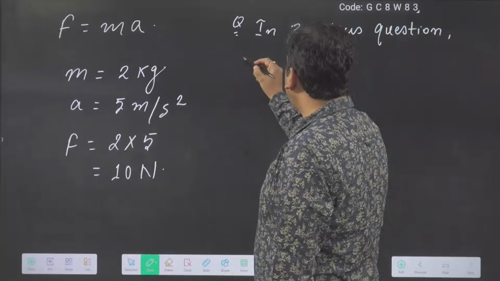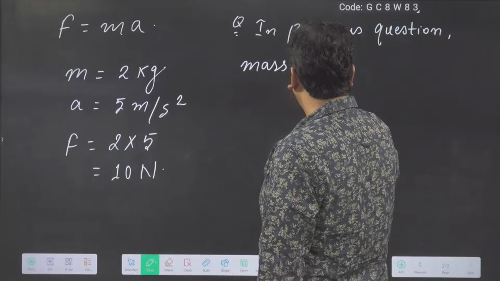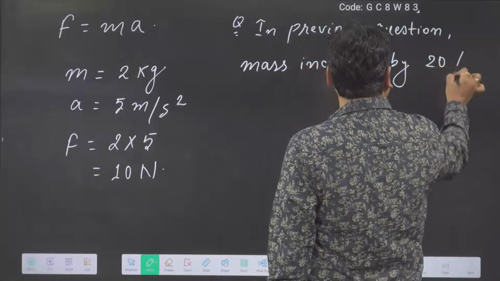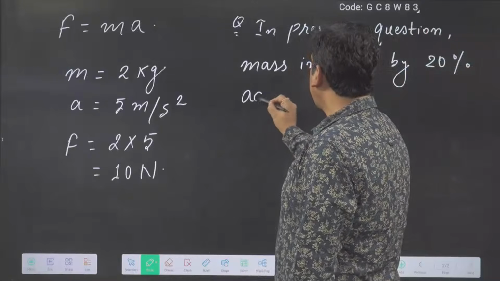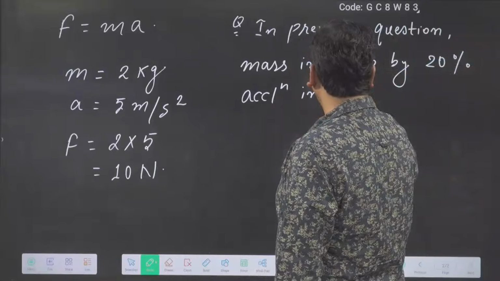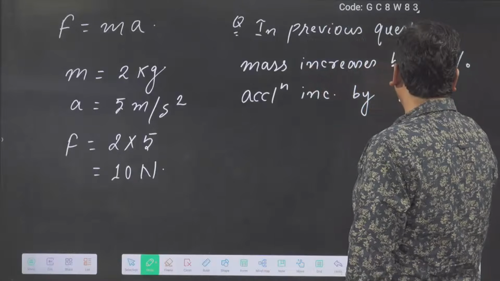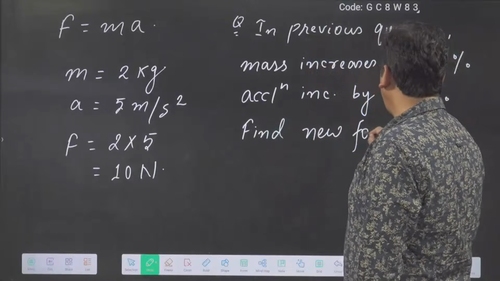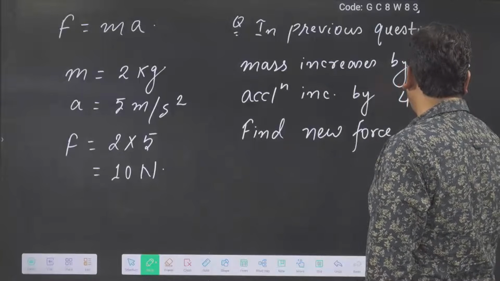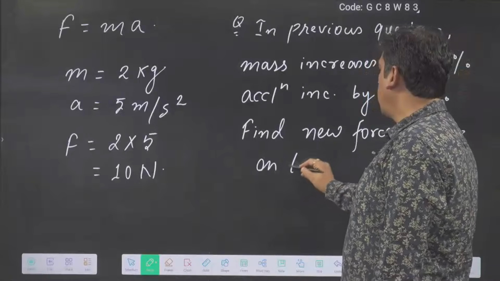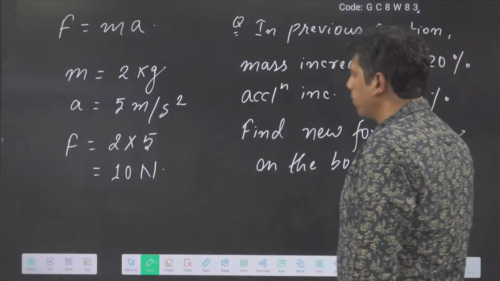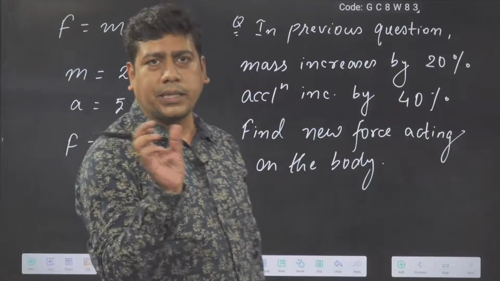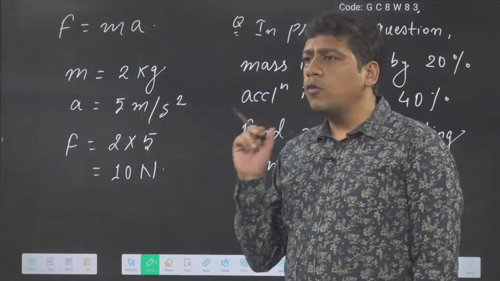in the previous question, let's say mass increases by 20% and acceleration increases by 40%. Find the new force acting on the body. It is nowhere related to vectors. Here we will discuss the percentage concept also, how to take the percentage. But I want you to calculate it.